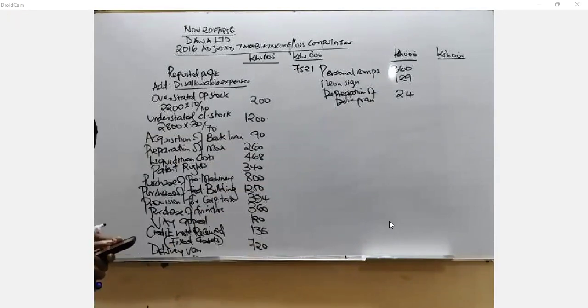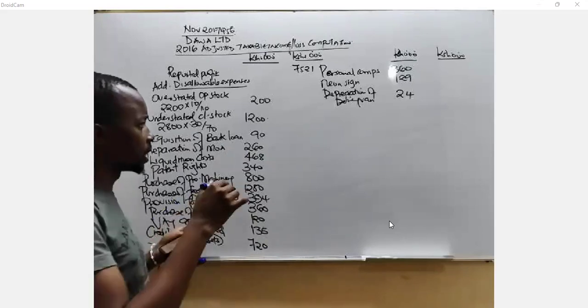Now, in this case, we are talking about the less expenditures. We have the general expenditure being put there. We have impairment loss. Is that a disallowable expense?